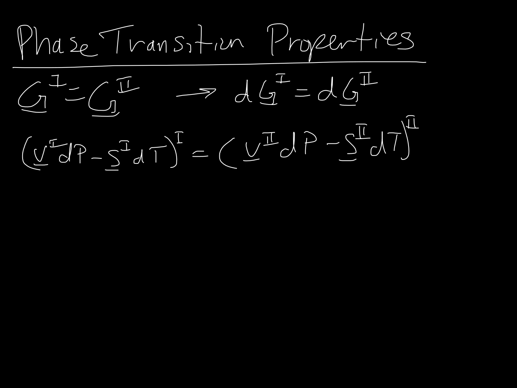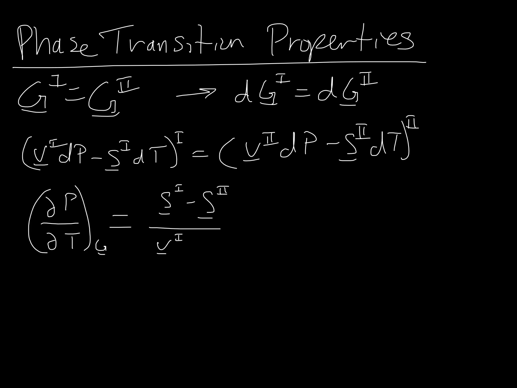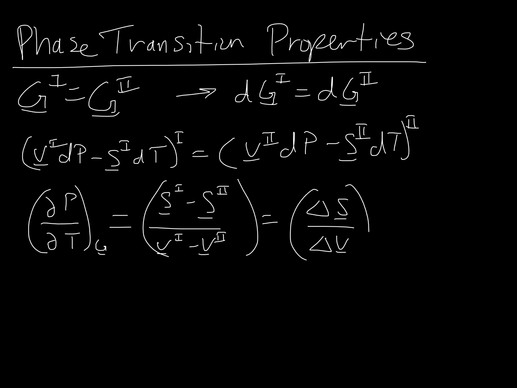So what we're going to do is just rearrange this expression and solve for dP/dT at constant G, which we've already sort of satisfied because we said these two things are in equilibrium. Bingo. We're not quite at the Clausius-Clapeyron. We're just doing the Clapeyron equation right now. So this is S of phase 1 minus S of phase 2, and this is equal to delta S divided by delta V. So we're almost there.